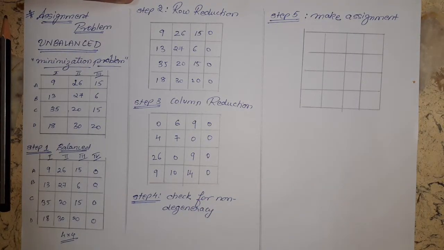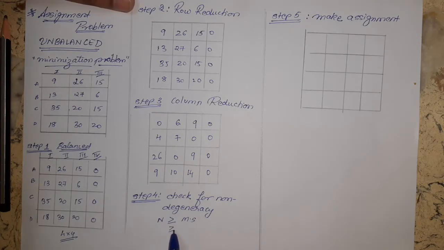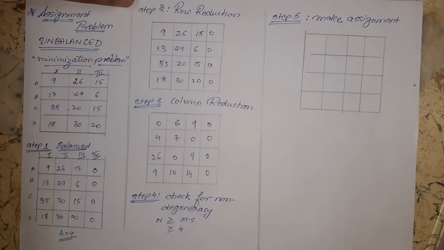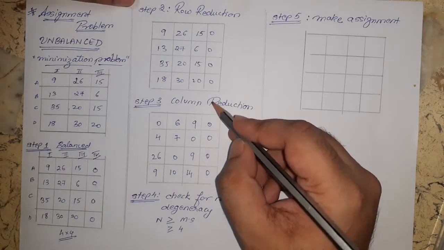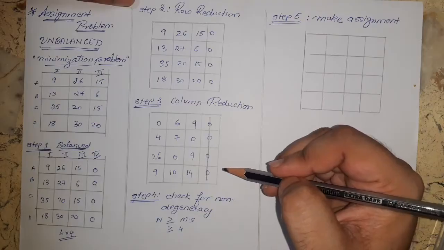After completing the column reduction table, now we need to check for non-degeneracy, in which the condition is that the number of lines should be greater than or equal to the matrix size. In this question, the matrix size is 4. Now let us see how many lines, vertical or horizontal, can cut out the maximum number of zeros from the column reduction table. Here there are 4 zeros in one column, so first I'll cross out that, because that's the maximum which can be cut out.